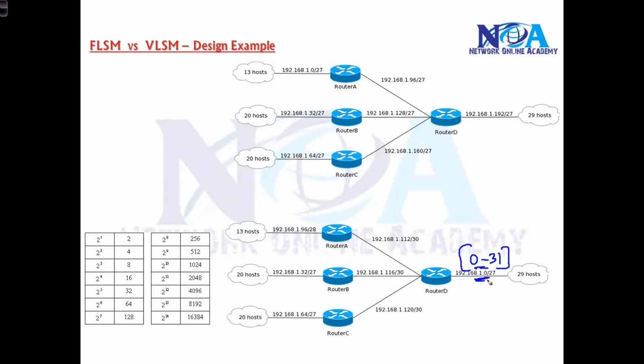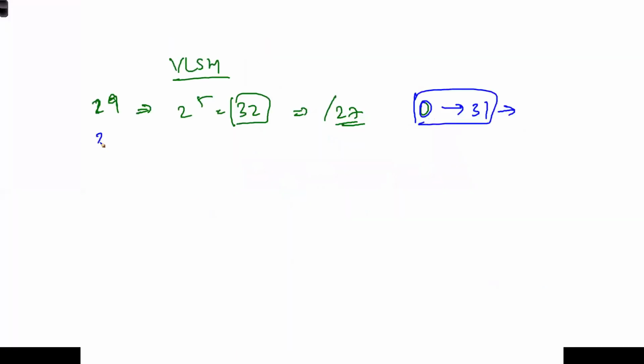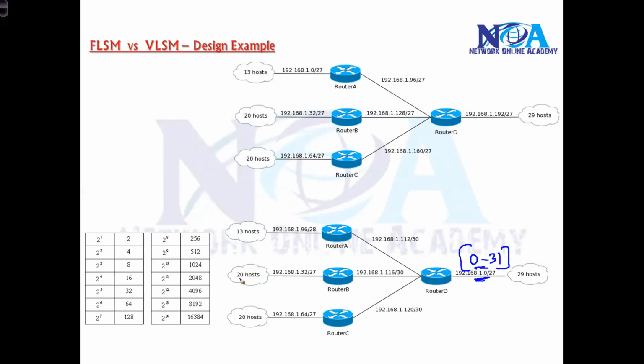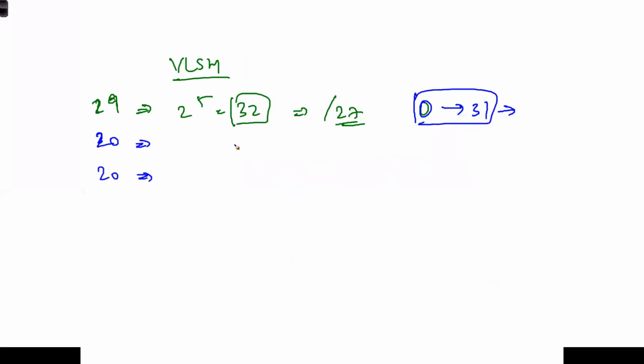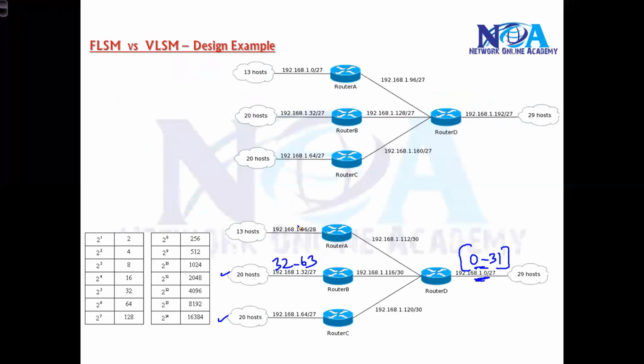Here you can see 1.0, 0 to 31. The next range starts at 32, so we go with the next requirement, which is 20 and 20. There are two 20s here. The next 32 size we allocate from 32 to 63, because 20 again needs a 32 size, slash 27. The next range will be 64 to 95. You know these calculations. So I allocate 32 to 63 here and 64 to 95 here for this one.